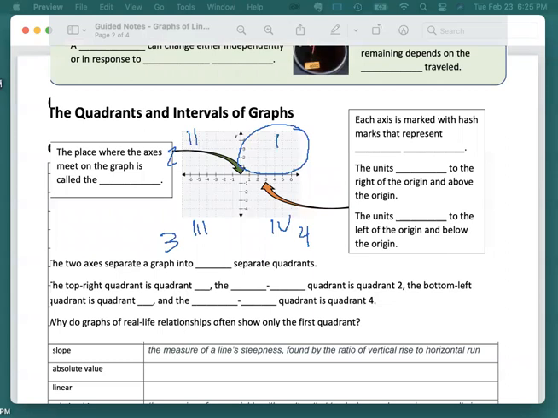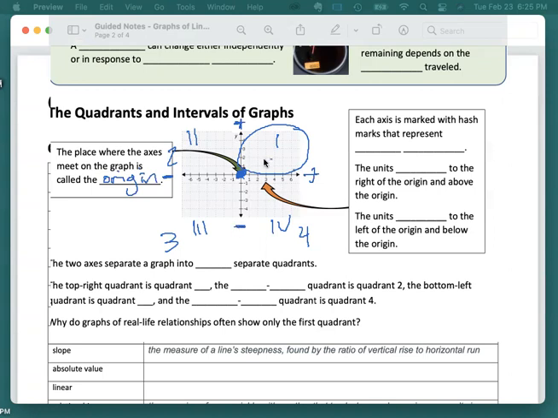And then the very middle, where they intersect, is called the origin. It's like the beginning point. Anything to the right of the origin is positive, and anything to the left is negative, and anything above the origin is positive, and anything below it is negative.